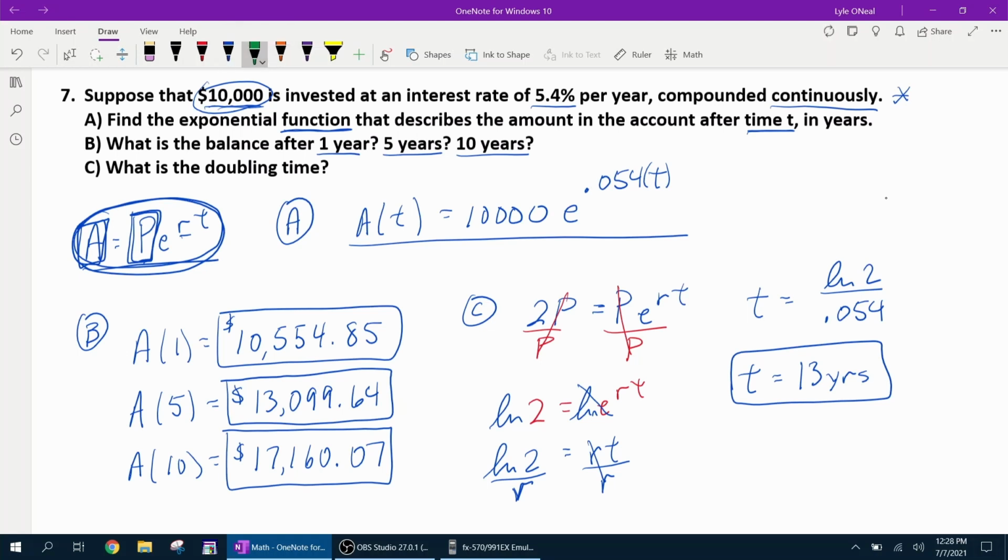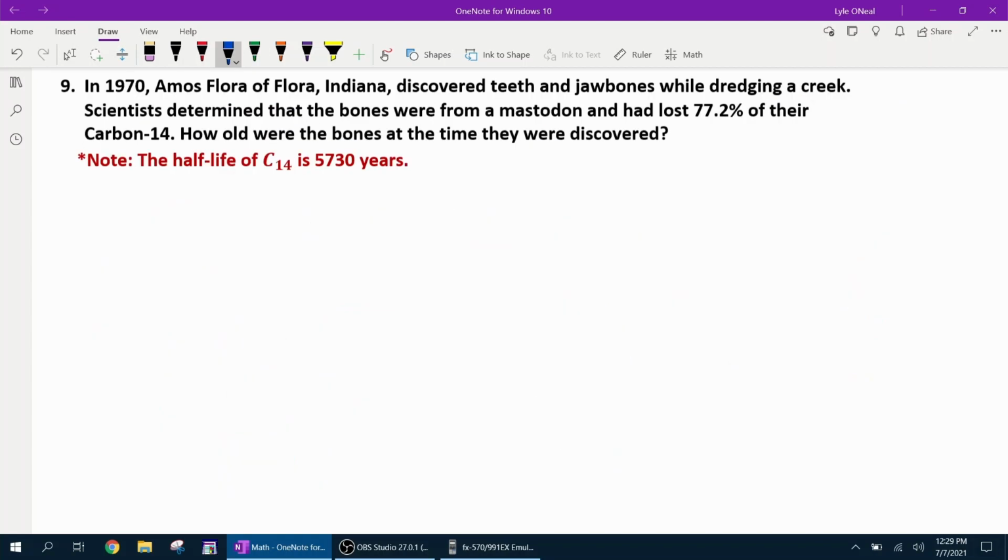And just for fun, if you want the triple time, all you have to do is replace this 2 with a 3. Next example, number 9.